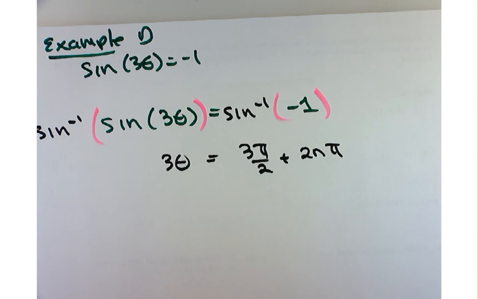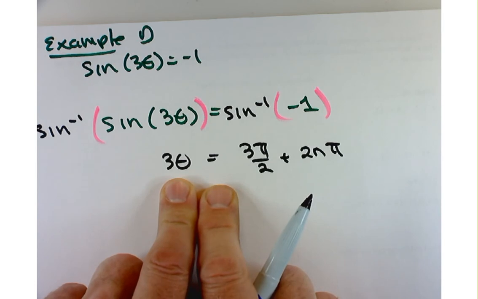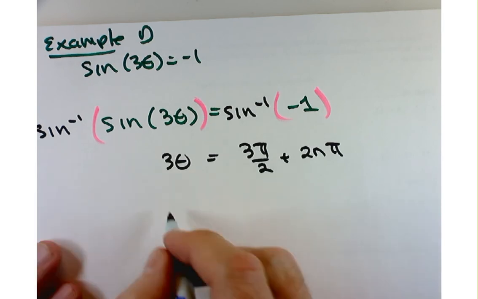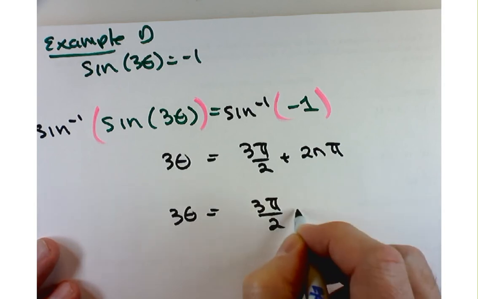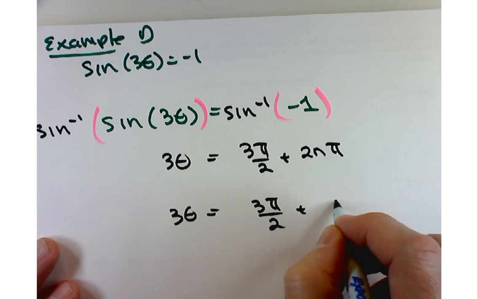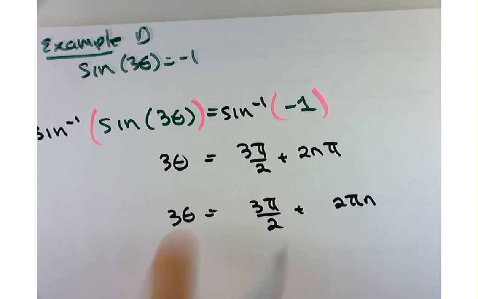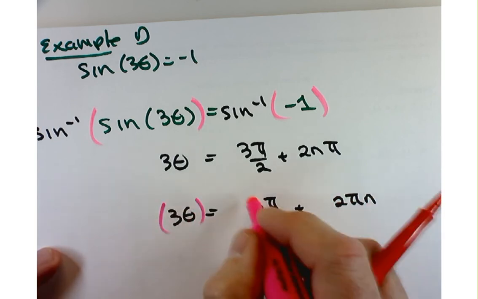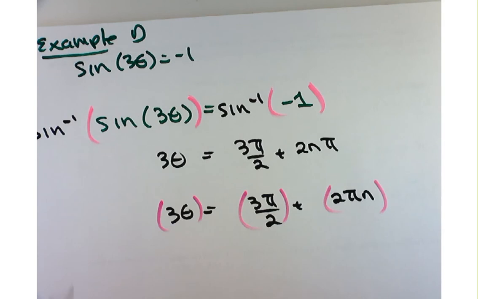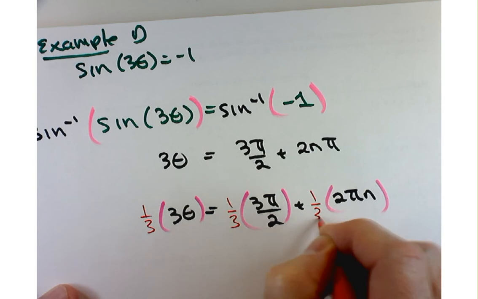Okay. Now, I need to solve for theta here. That's not going to be too hard. But let me suggest a way to do it. Rather than just divide by 3, I'm going to suggest something a little different. Instead of dividing by 3, how about if you make your life easier by multiplying by the reciprocal? So what I'll do is I'll multiply everything by 1/3. So 1/3, 1/3, 1/3.